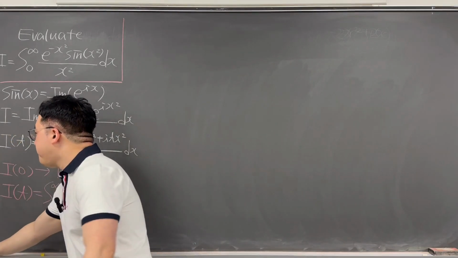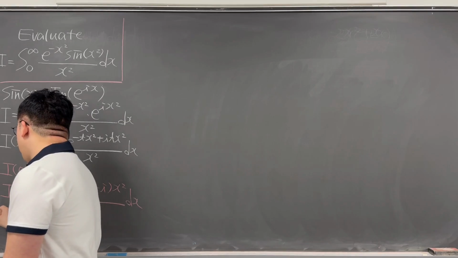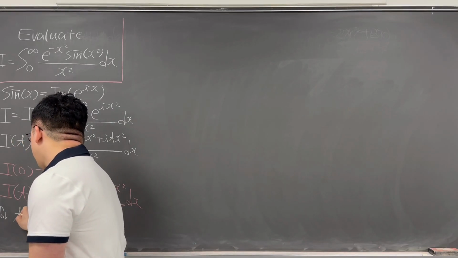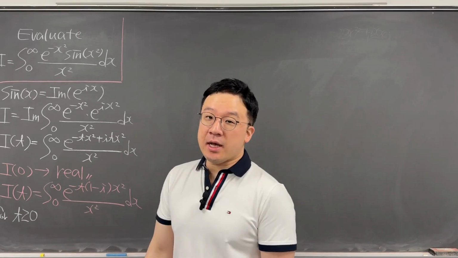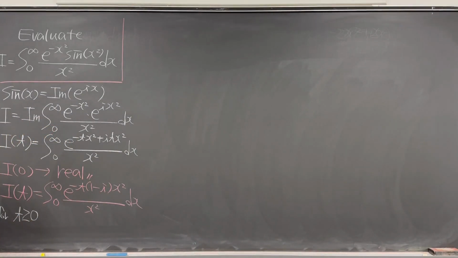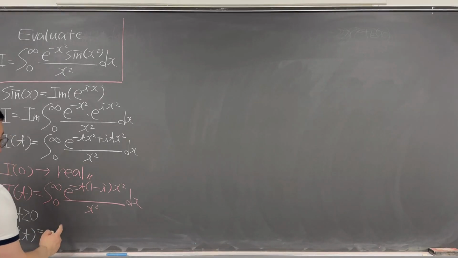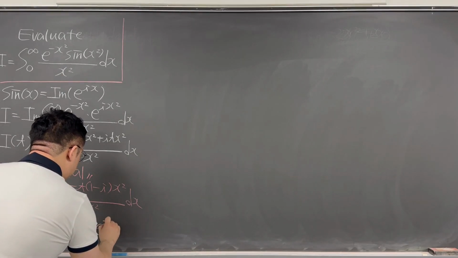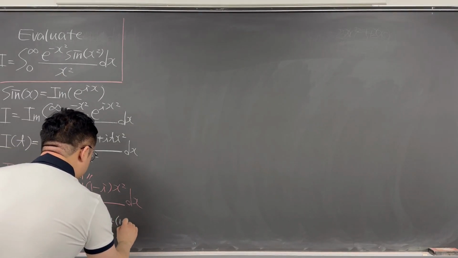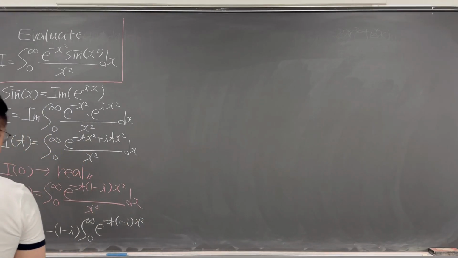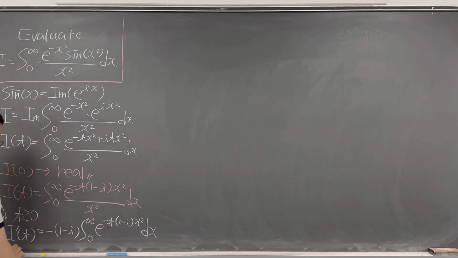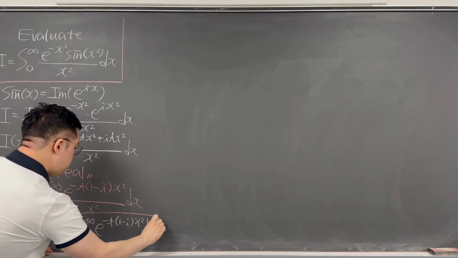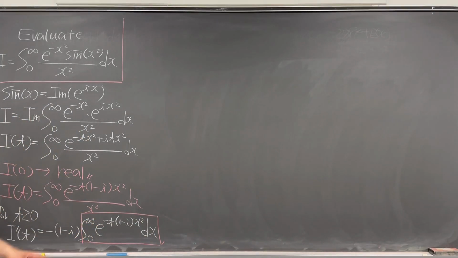Okay, now if t is greater than or equal to 0, then we can work on this I prime of t. So if t is greater than or equal to 0, then I prime of t is going to be negative of this (1 minus i), times the integral from 0 to infinity of e to the power of negative t times (1 minus i) times x squared, and of course we have dx. Now this integral, this is some Gaussian integral, right?